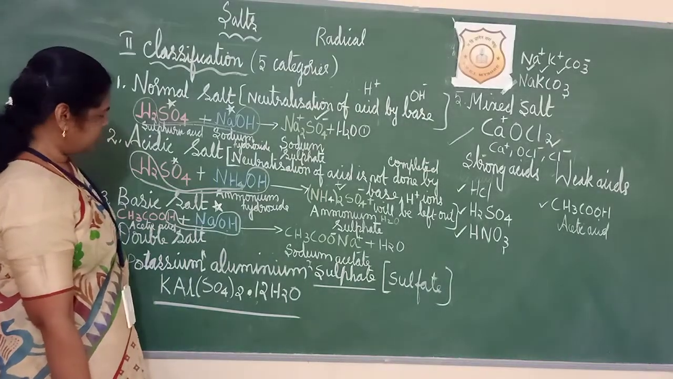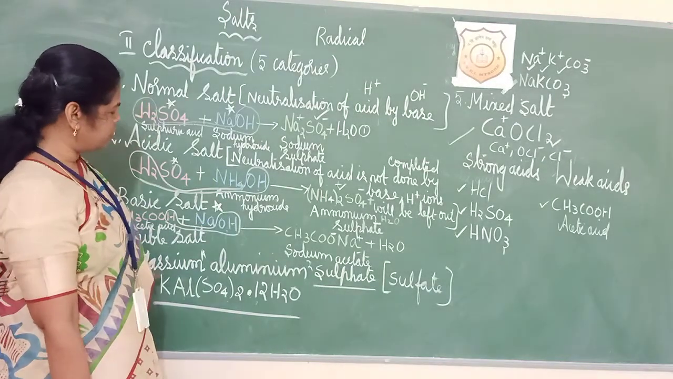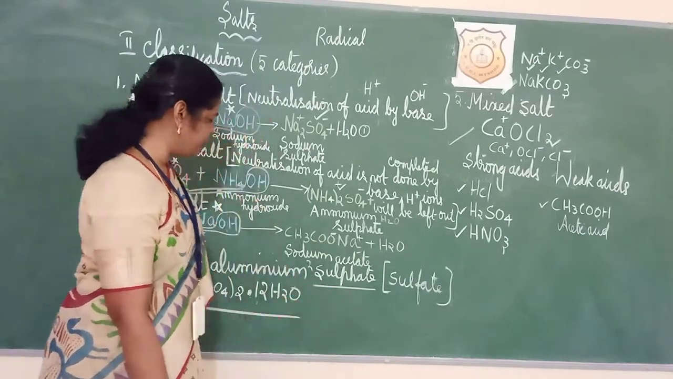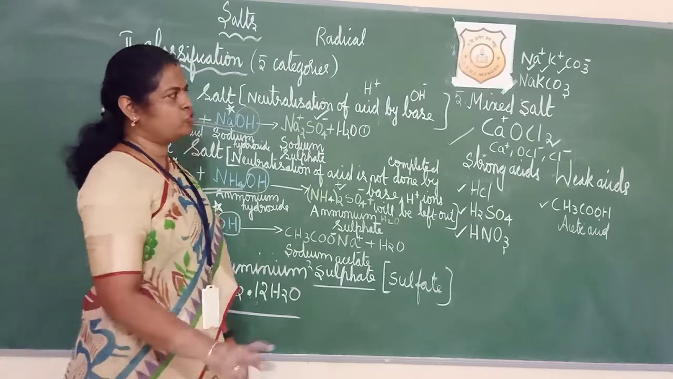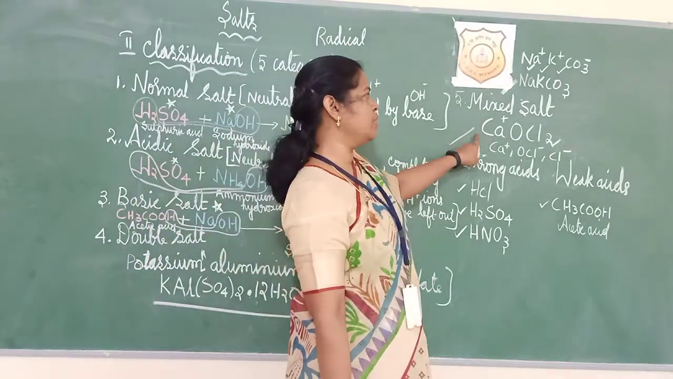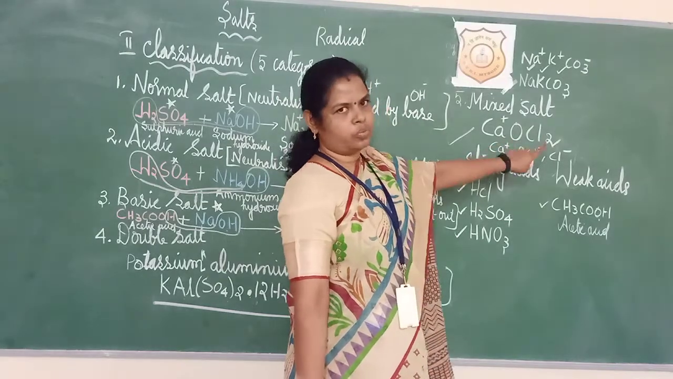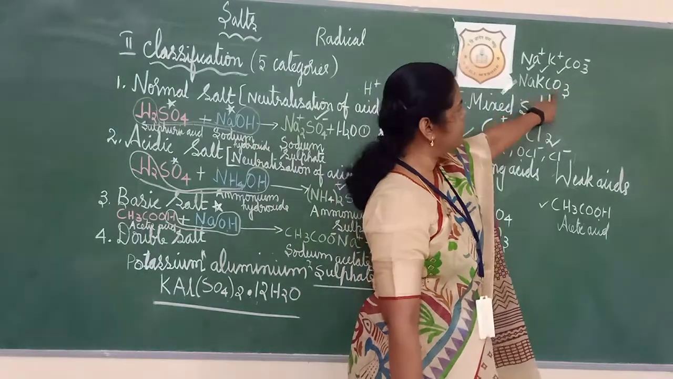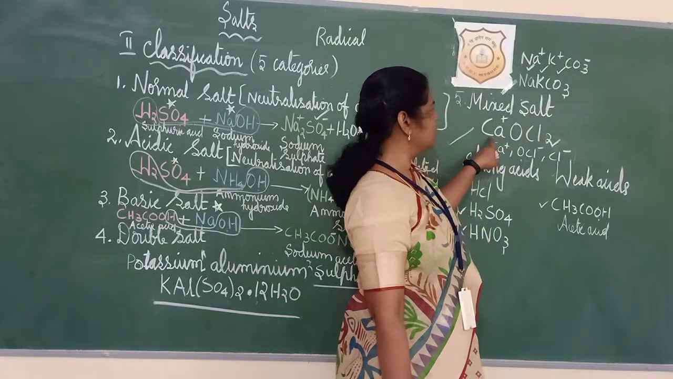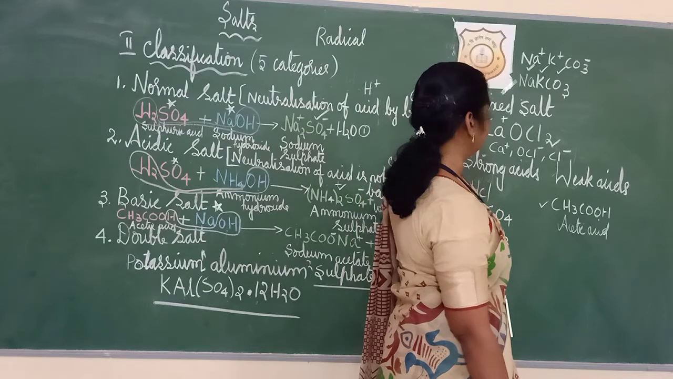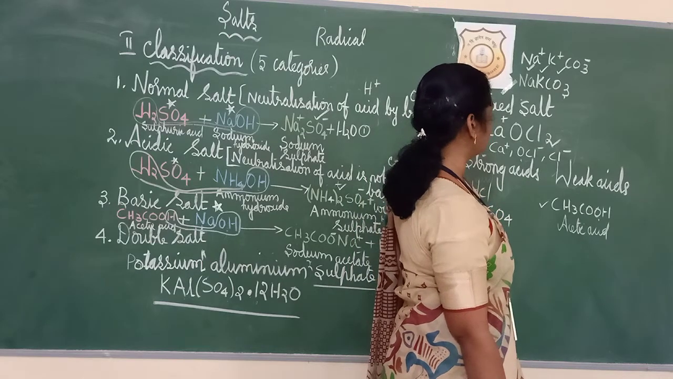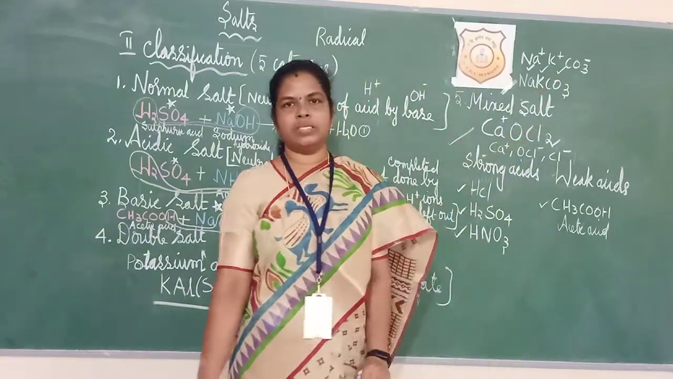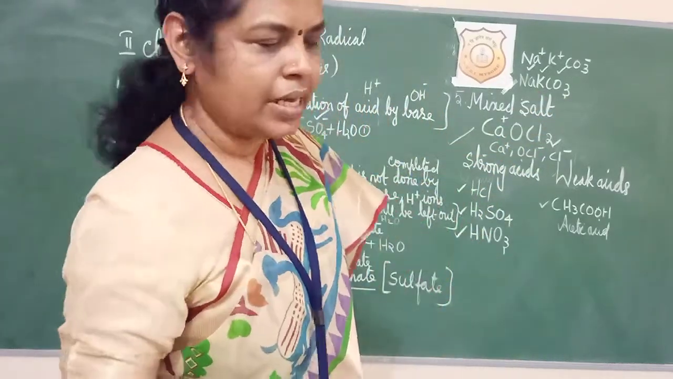What is a double salt? A double salt is when two normal salts are mixed together and you get one salt. For example, potassium aluminium sulfate. Okay, this formula is important. The fifth one is mixed salt. Mixed salt means two cations and one anion, or two anions and one cation. Sodium potassium carbonate is one example, and this is bleaching powder. It can also be called calcium oxychloride. Okay, calcium oxychloride or sodium potassium carbonate. This is the classification.